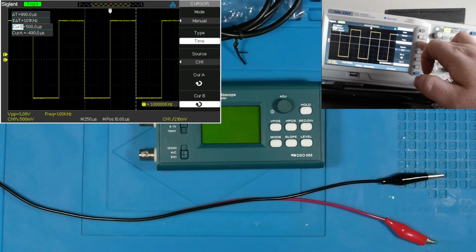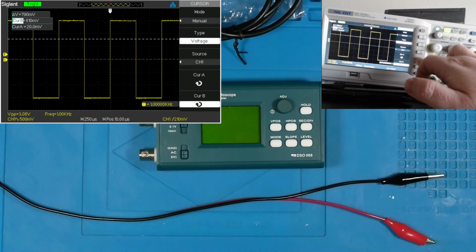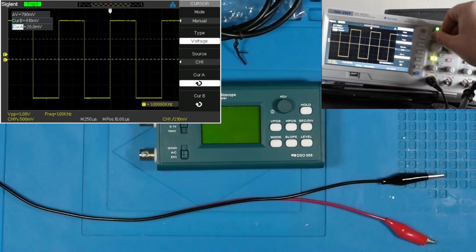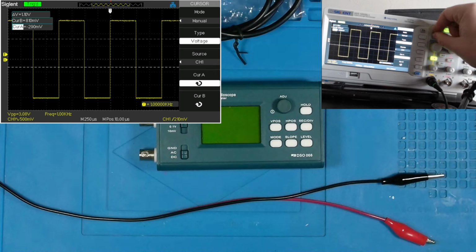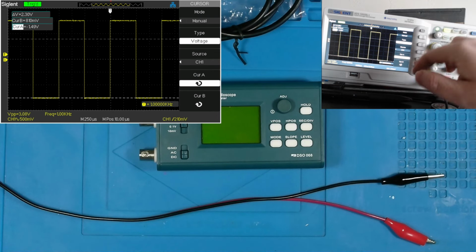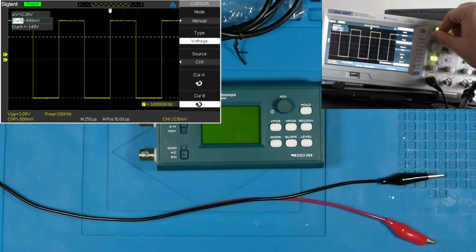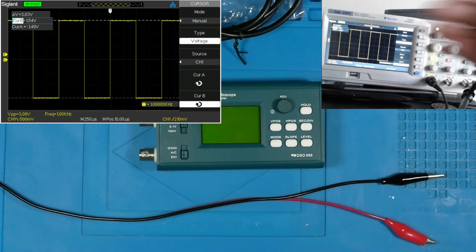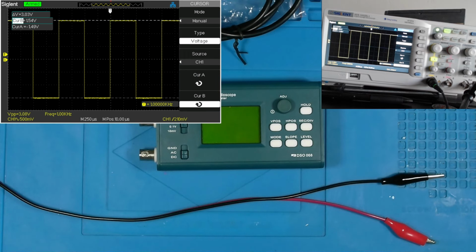Let's change it from time to voltage. Go back to cursor A. This will be a peak-to-peak voltage. I'll put this at the bottom of my waveform, and cursor B at the top of my waveform. And we're at 3.3 volts. Fairly close with the automatic math that's being generated by the SIGGEN itself.